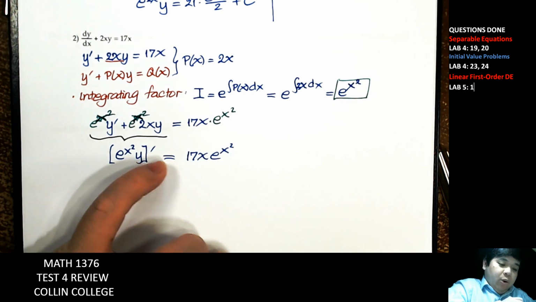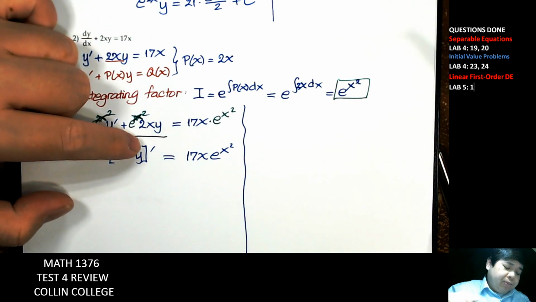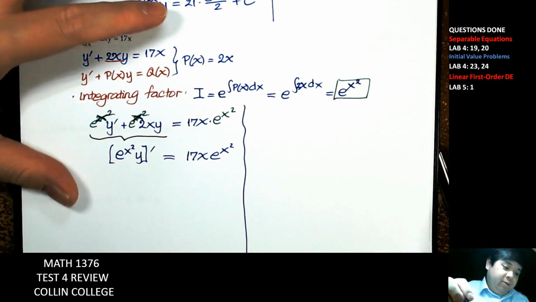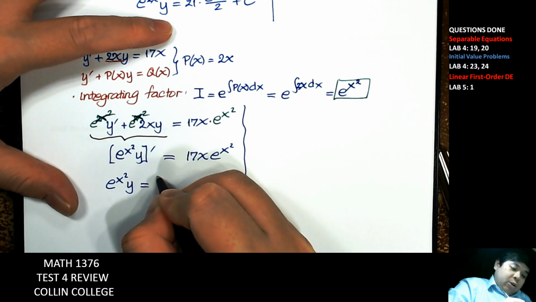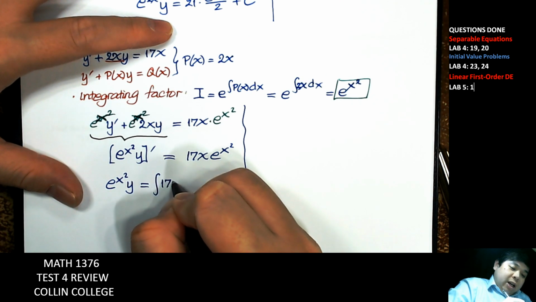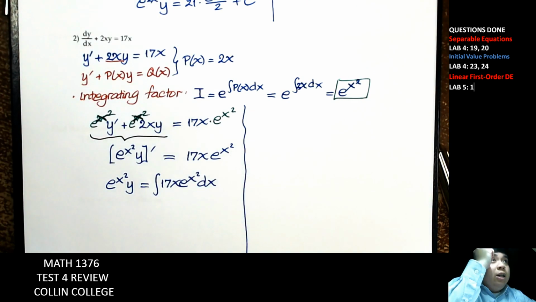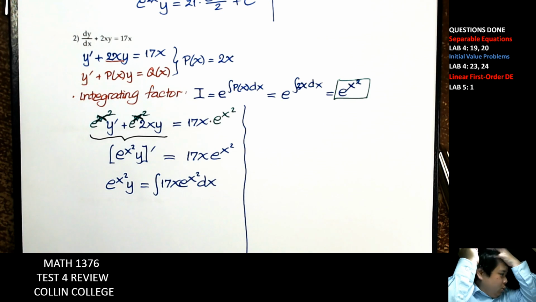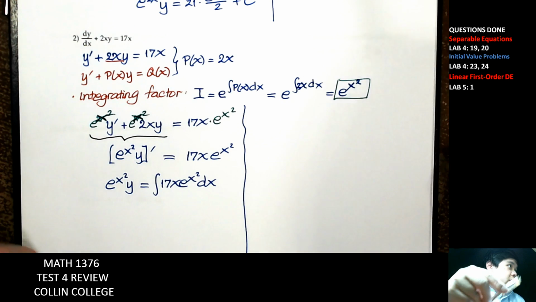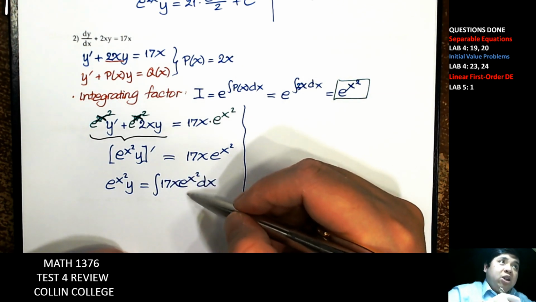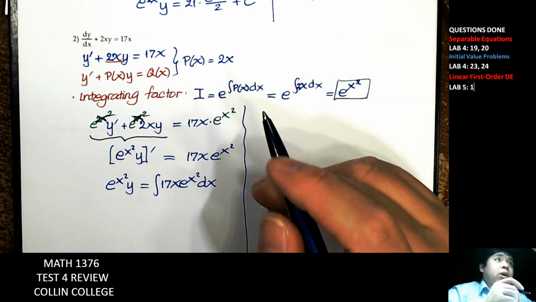Right. Now we have the derivative and that. Just simply integrate, we get rid of the derivative. So we have e to the x squared y equal to the integral of 17x e to the x squared dx. Right. To integrate this, we'll use substitution. It will not be integration by parts, simply because e to the x squared has no elementary integral.